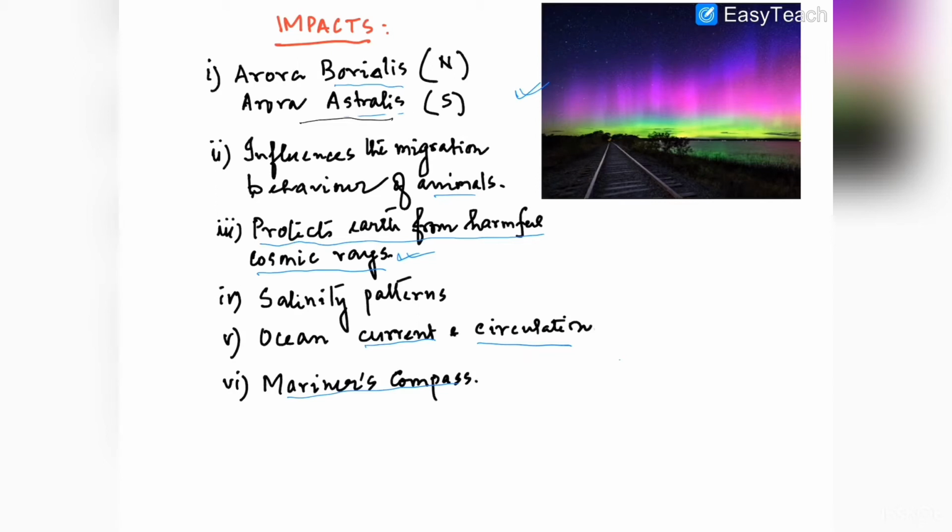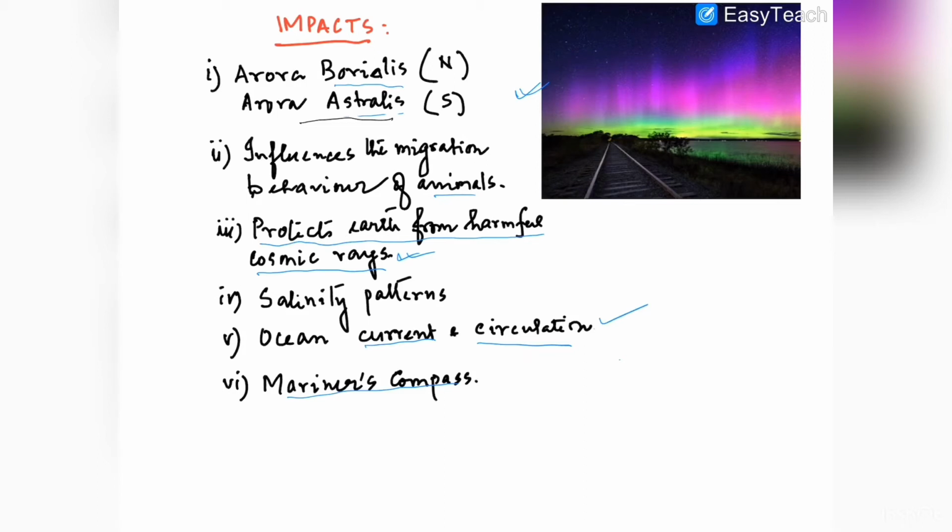And then the salinity pattern. As the ions of the salt will be either cations or anions, again the positives and negatives, that will also be invariably influenced by the geomagnetic field of Earth. That is why some portions of the ocean are very much saline and somewhere the water is less saline. The fifth one is the ocean current and circulation.